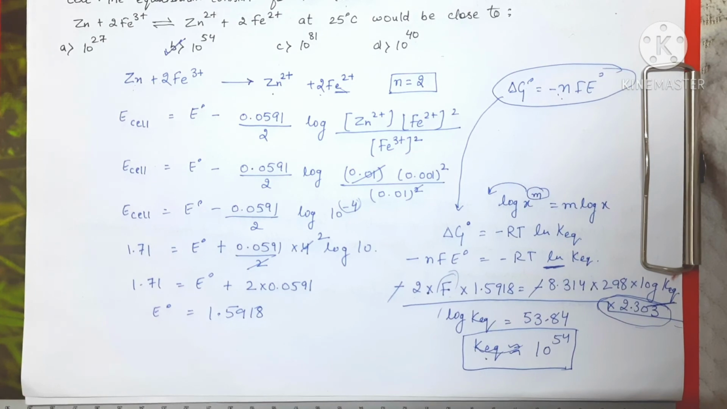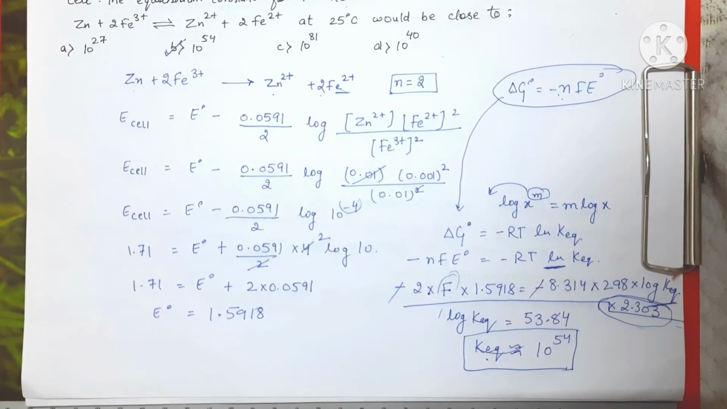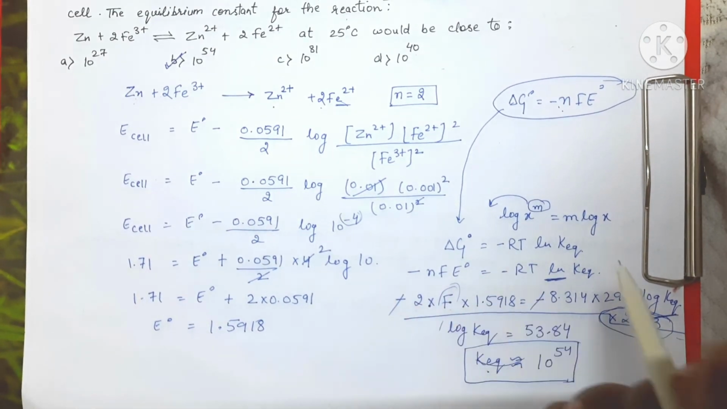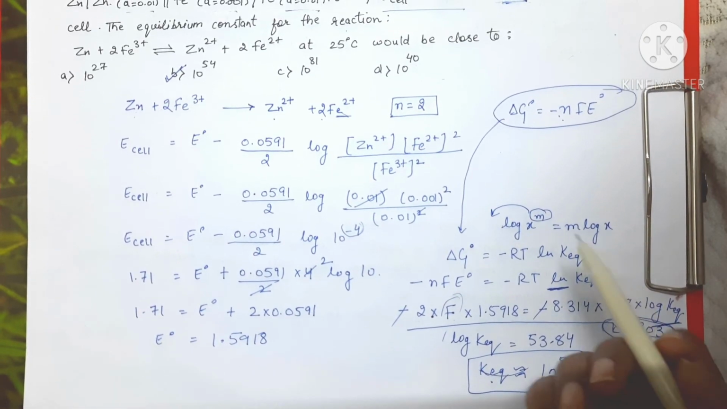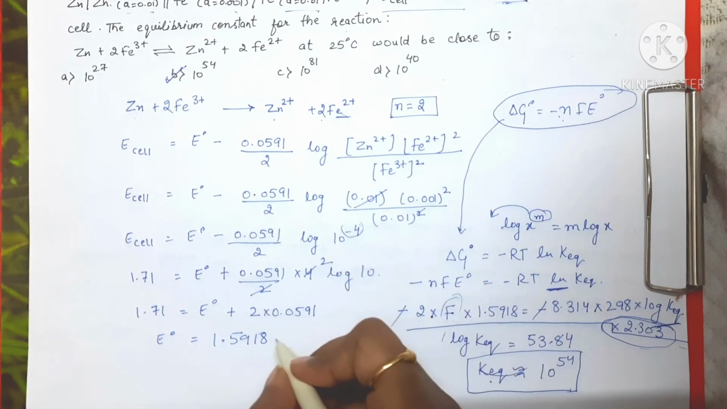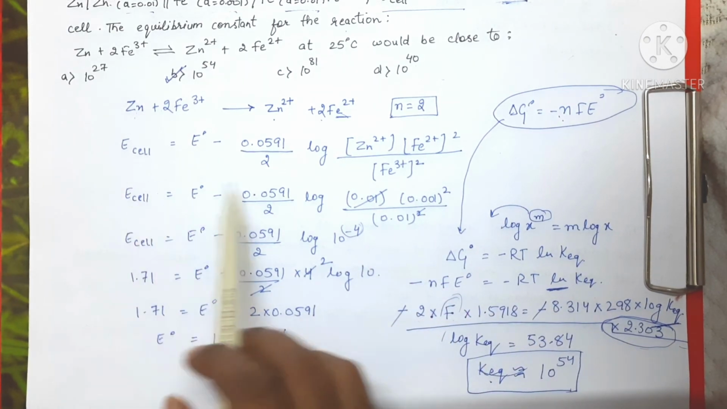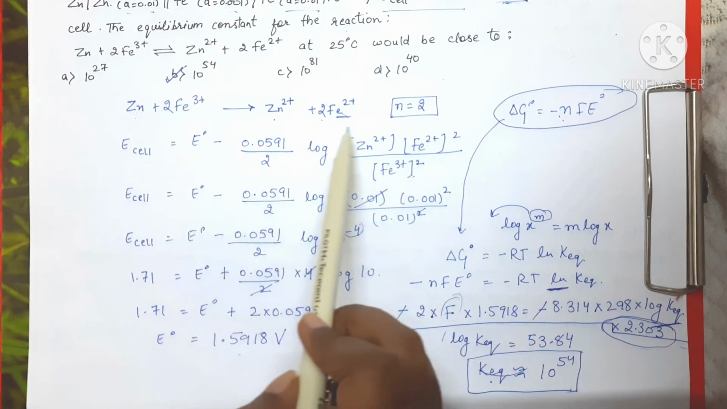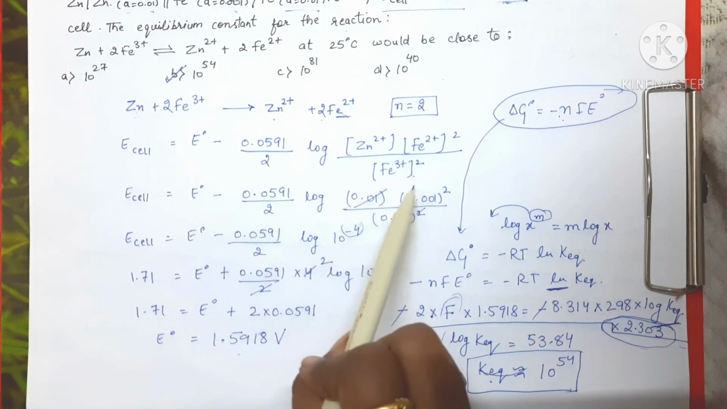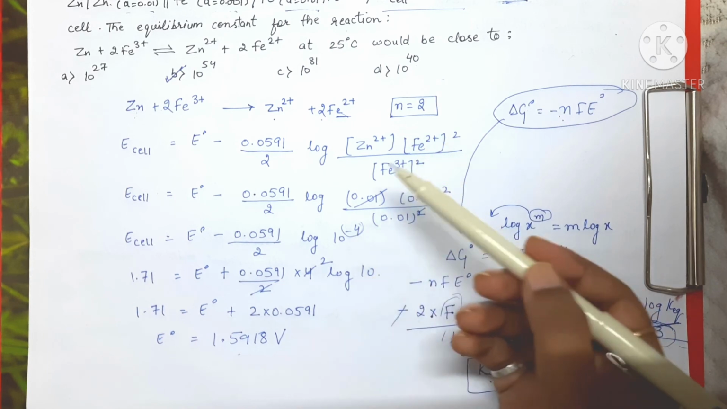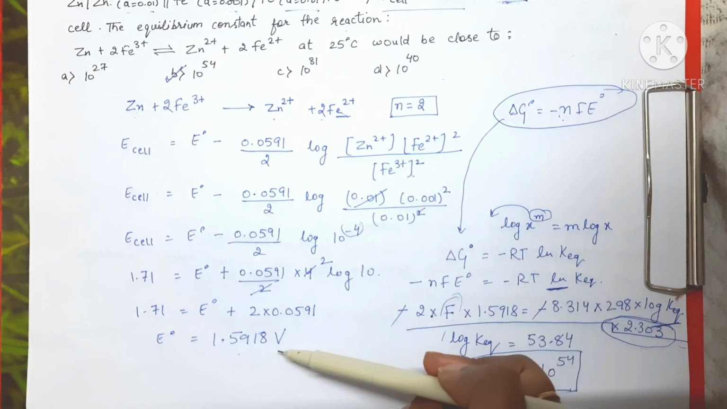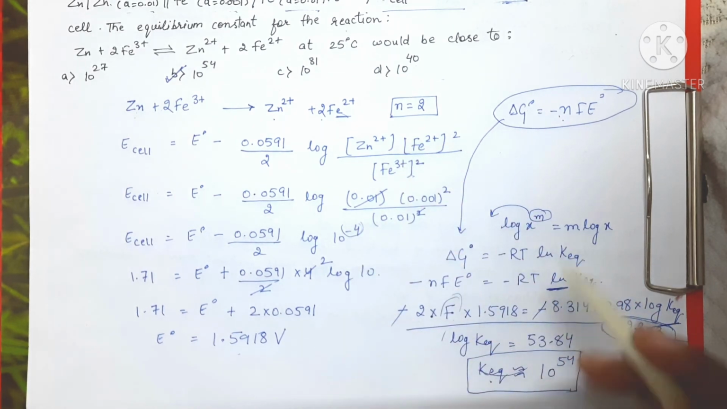So I hope this question is clear to you. Basically we have to find out the equilibrium constant, but we don't have any direct formula. So first we are going to find out the value of E naught, right? We know the standard formula. First we wrote the equation, then the standard formula for EMF of cell. Using that formula we found the EMF of the cell.